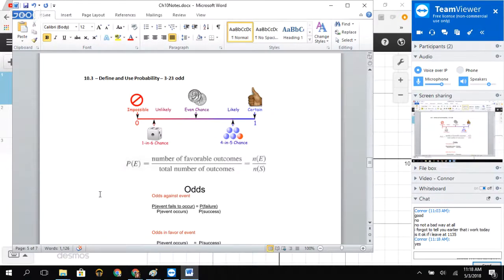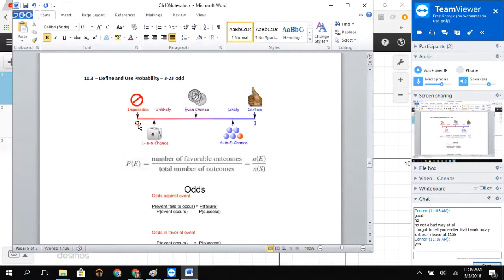Okay, so probability is just a measure of how likely or unlikely something is to happen. And probability is a number from 0 to 1. Sometimes we also think of probability as a percentage, but if you think of it as a decimal, it's always a number between 0 and 1.